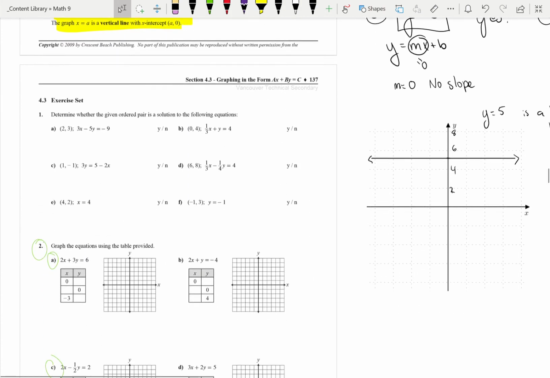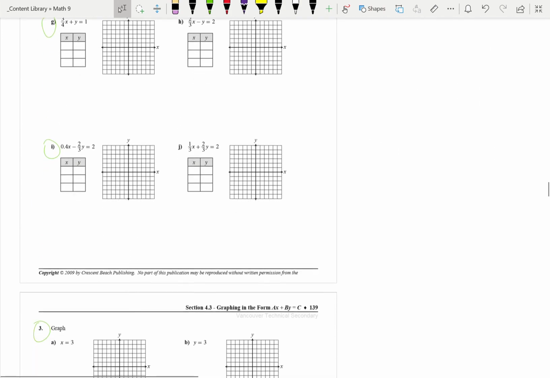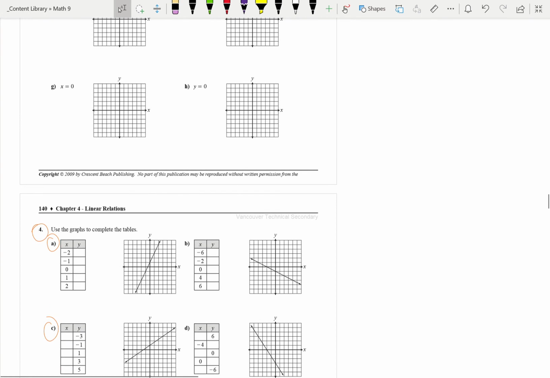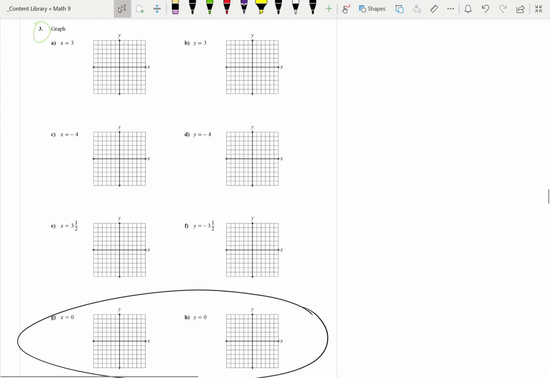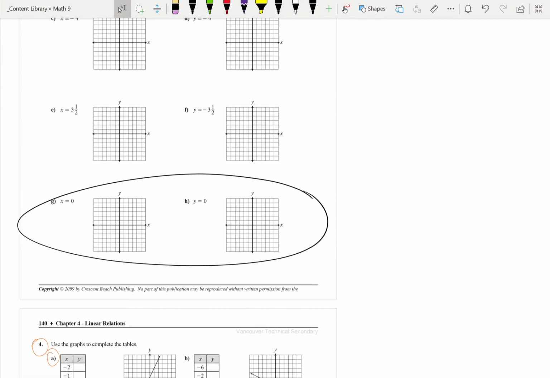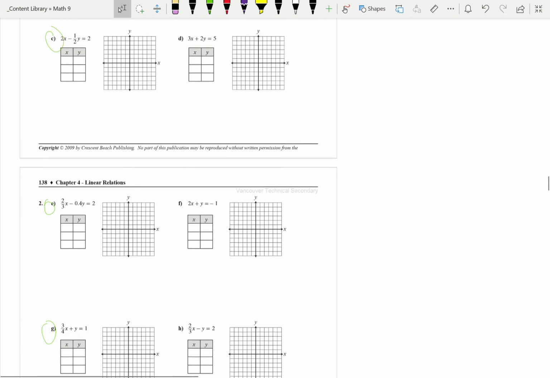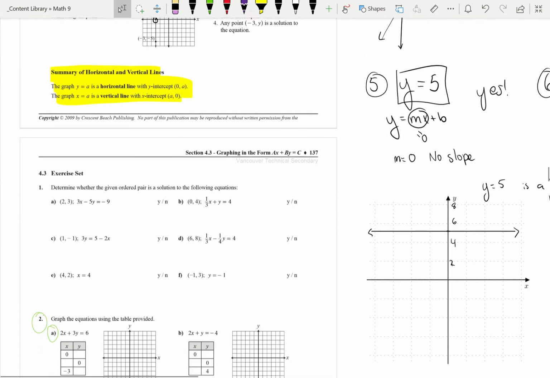Now there's two exceptions to this rule, which are down here, where I'll leave that to you to try out. And those are the cases x equals 0 and y equals 0. In any case, I want to keep this video a little bit short.